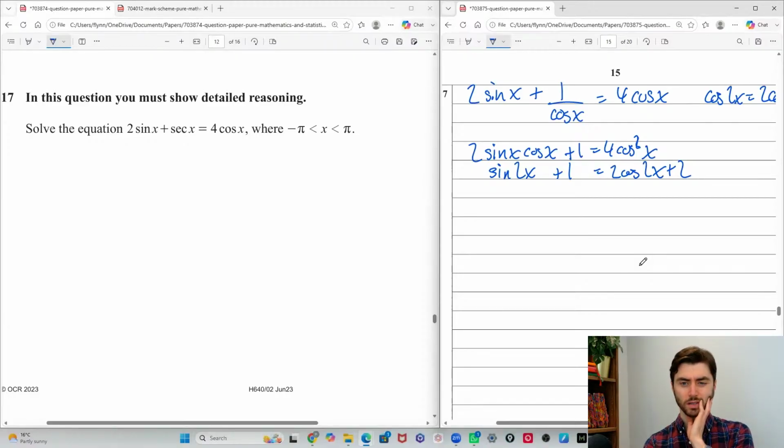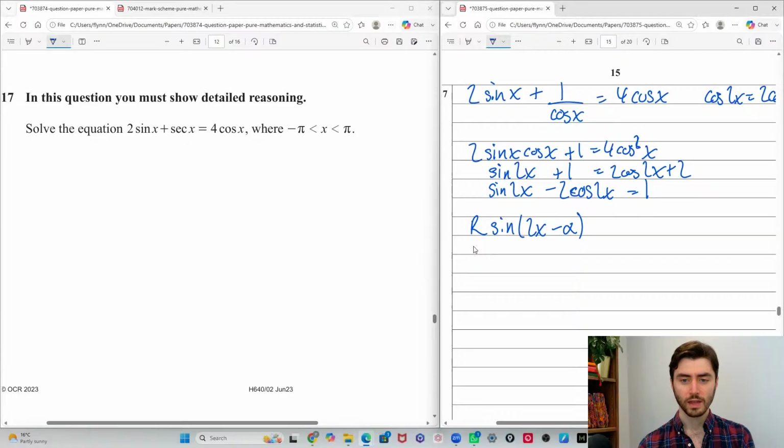Sec is 1 over cos. I mean, in theory, I can use the fact that this is a linear superposition of sine and cos, harmonic forms. But I'm shocked because I'm not used to seeing harmonic forms show up here without them prompting you. This is interesting. Because yes, I could say that this is of the form r sine of 2x minus a, or minus alpha.